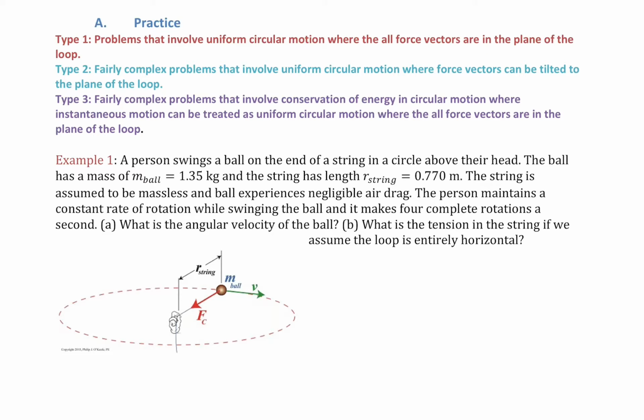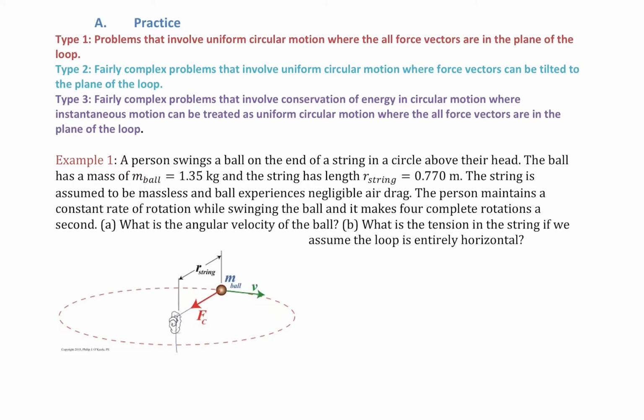Moving on, type 2: fairly complex problems that involve uniform circular motion where force vectors can be tilted to the plane of the loop. With type 2, you're going to have to take components. There's going to be some angle, and you're going to be taking components of forces. Those are going to be banked turns for cars and conical pendulums, which is like a tetherball.